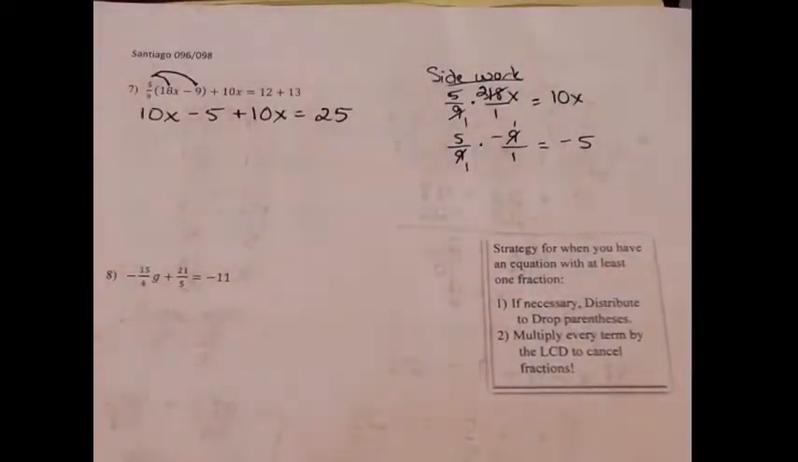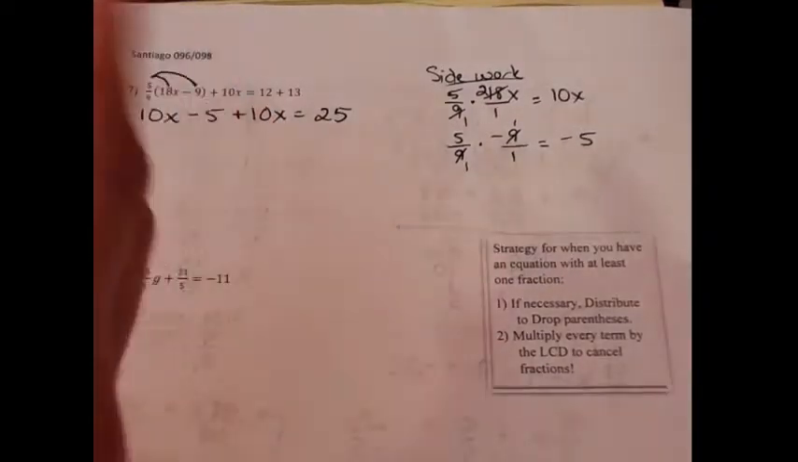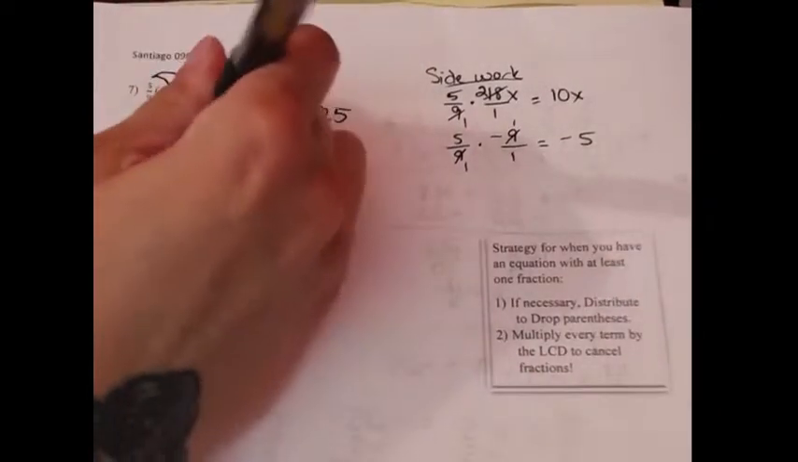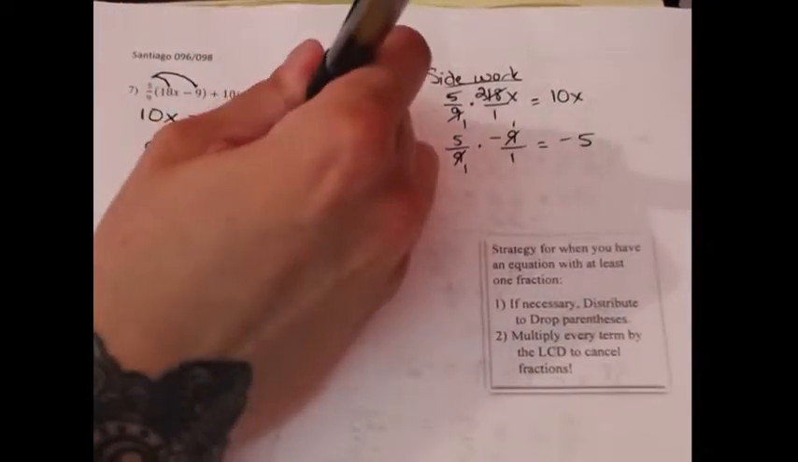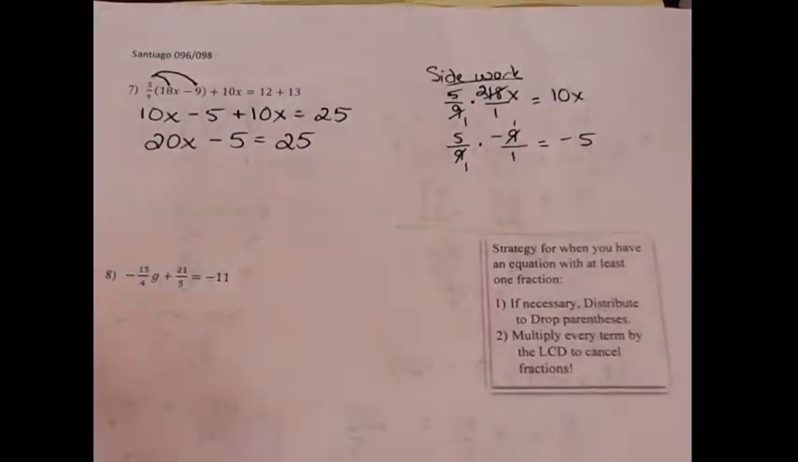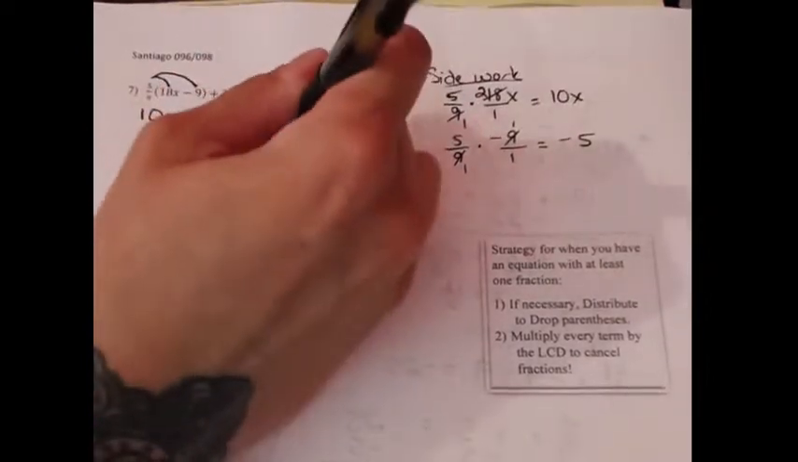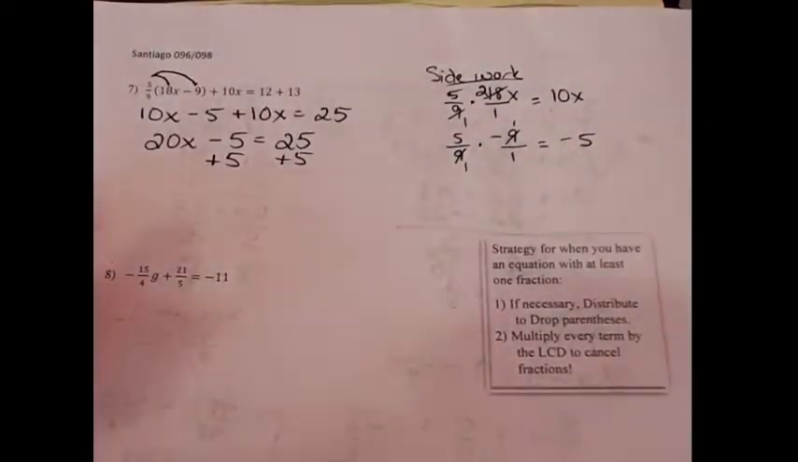10x minus 5 plus 10x equals 25. At this point, it becomes let's just solve this. Hi, Kevin. So let's combine like terms. We have 10x plus 10x is 20x. We have a minus 5 still, equal to 25. We want to isolate our 20x, so we are going to bring the -5 over to the 25 by using the opposite operation, to move to the opposite side of the equals.